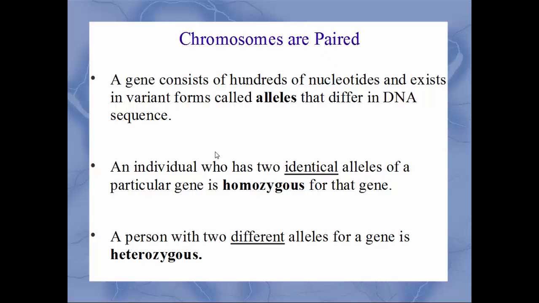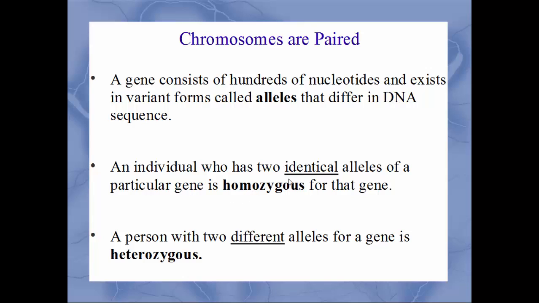Alright, a gene will consist of hundreds of nucleotides and exist in multiple forms called alleles. A person that has two identical alleles for a particular gene is described as being homozygous. And a person that's described as having two different alleles for that one gene is called heterozygous. And the way to keep these two terms straight is a heterosexual couple, hetero, is two different sexes, male and female. A homosexual couple is two of the same sex, either two males or two females.